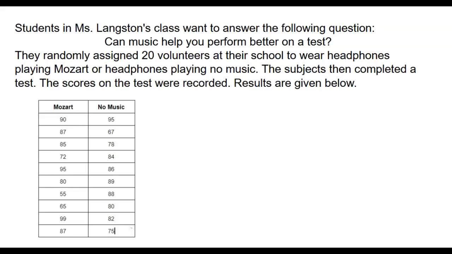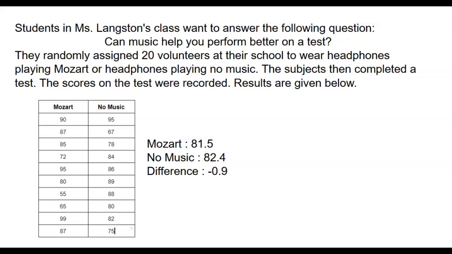The mean of the Mozart group is 81.5, and the mean of the no music group is 82.4. This is a difference of negative 0.9. But is this significant? As stated before, the best way to make this comparison is through a randomization.